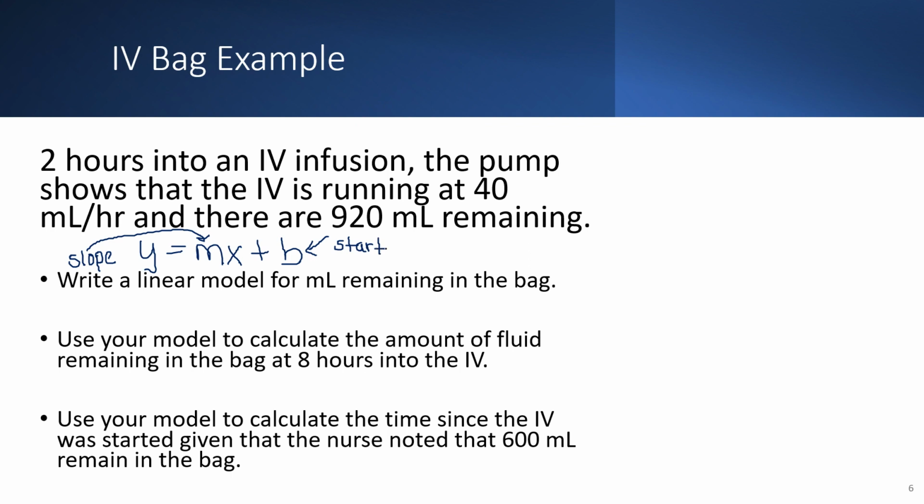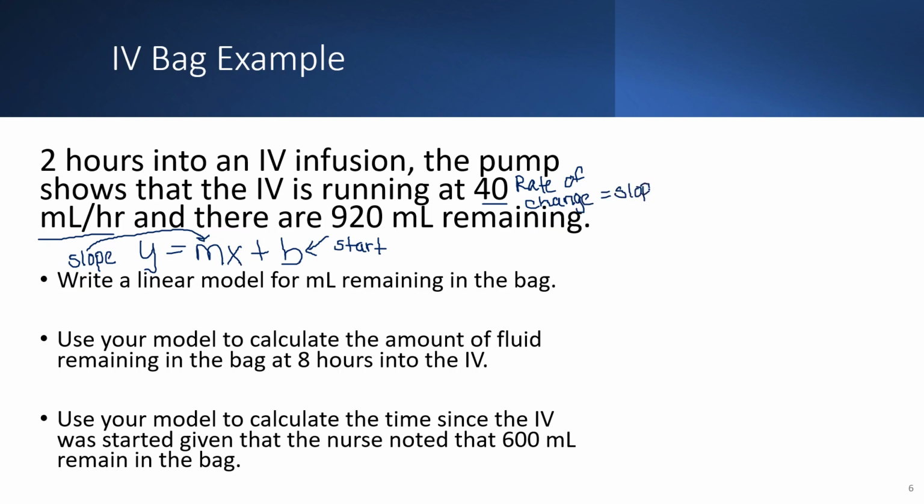So now I'm going to read my word problem, looking to see if they give me any of these pieces that would help me create that linear model. So I am told I'm working with an IV bag. 2 hours into an IV infusion, the pump shows that the IV is running at 40 milliliters per hour, and there are 920 milliliters remaining. So as I read that, I noticed the 40 milliliters per hour, and in noticing that, that is a rate of change, which we know is slope.